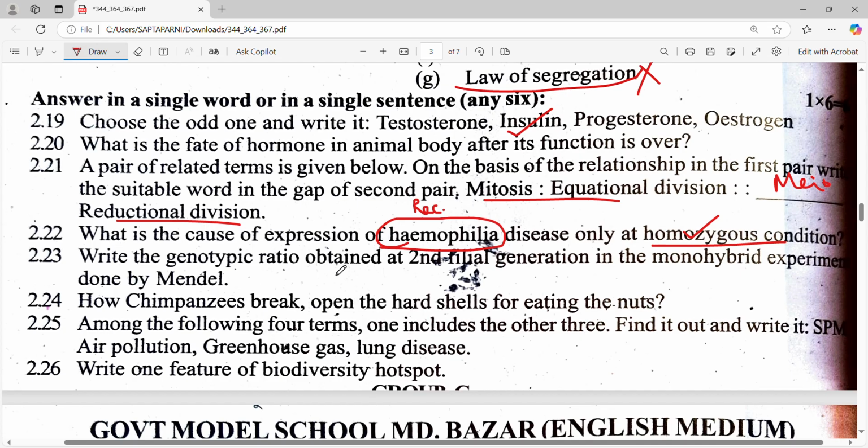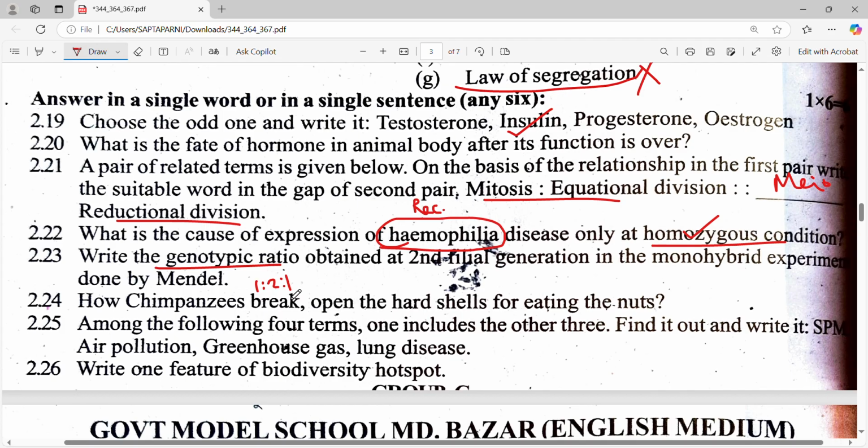Next, write the genotypic ratio obtained in the second generation of the monohybrid experiment done by Mendel. The genotypic ratio would be 1:2:1. Okay. Now my question is, what is the phenotypic ratio in F2 generation of the monohybrid cross done by the Mendel? Okay, you have to write the answer in the comment section below, and who will give the correct answer, I will take their name in my next videos.